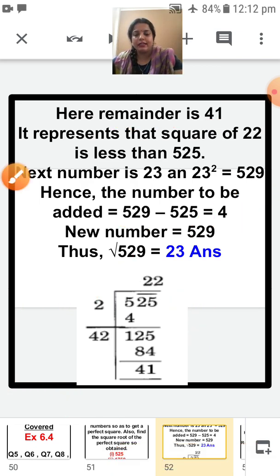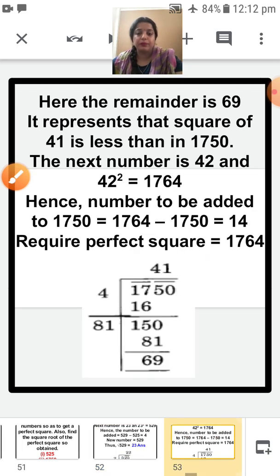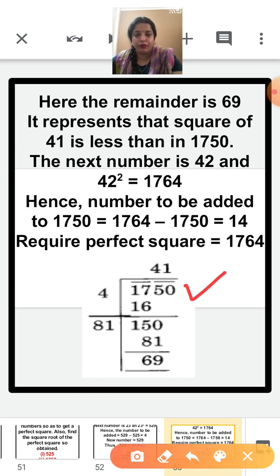Okay, let's move to the next question. In the next question we have 1750. Though the question initially says that it is not a perfect square, we need to find out why it is not a perfect square. I am repeating again and again: every time the question says it is not a perfect square, but you need to find out what next number we should take so that it becomes a perfect square.